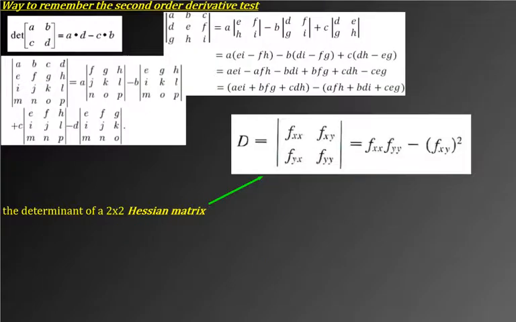And that is this. All right, so the way to remember the second order derivative test, more specifically, really just remembering what D is, that thing.